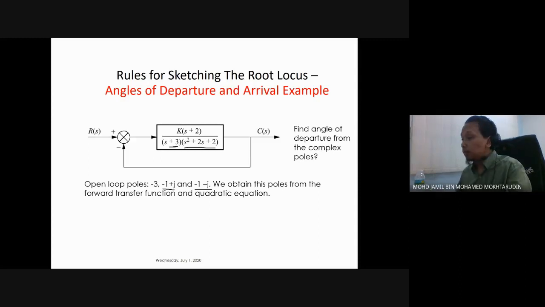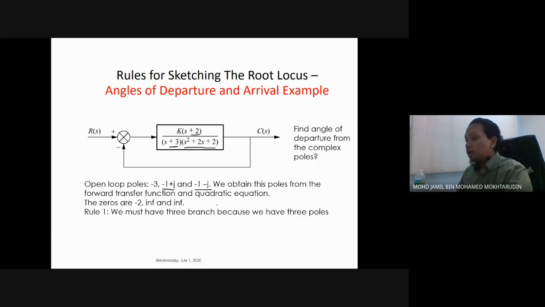So there is one finite zero at -2 and 2 at infinity, because there are 3 poles, so you need to add 2 more zeros so that the two have the same number. So the 2 more zeros are at infinity. So this question is basically to sketch the root locus.